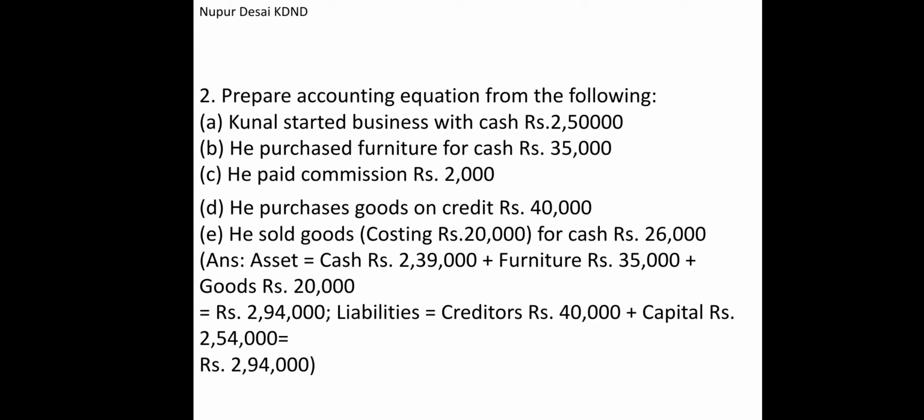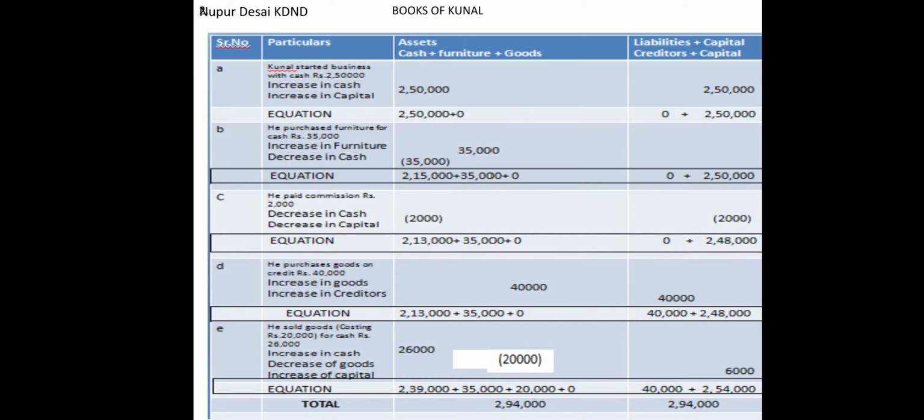Now we are going to solve this stepwise. So very first thing, you have to draw the format: books of Kunal, serial number, particulars, assets, liabilities and capital. Now as your items increase, that is columns increase like cash, furniture, goods, we have to introduce that as well, right? Rest we have to keep like that only.